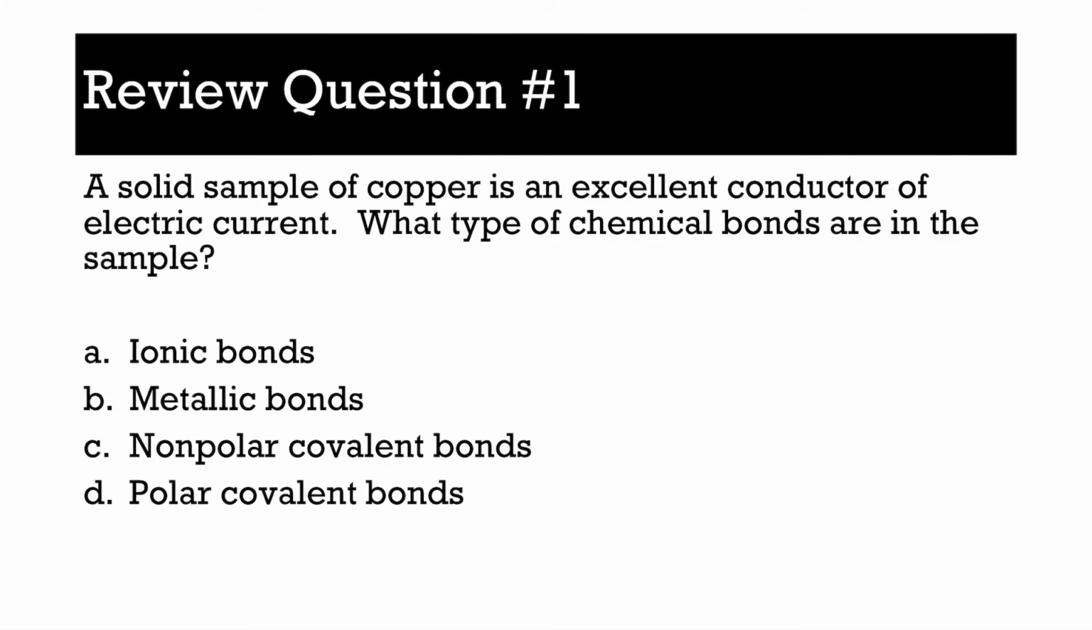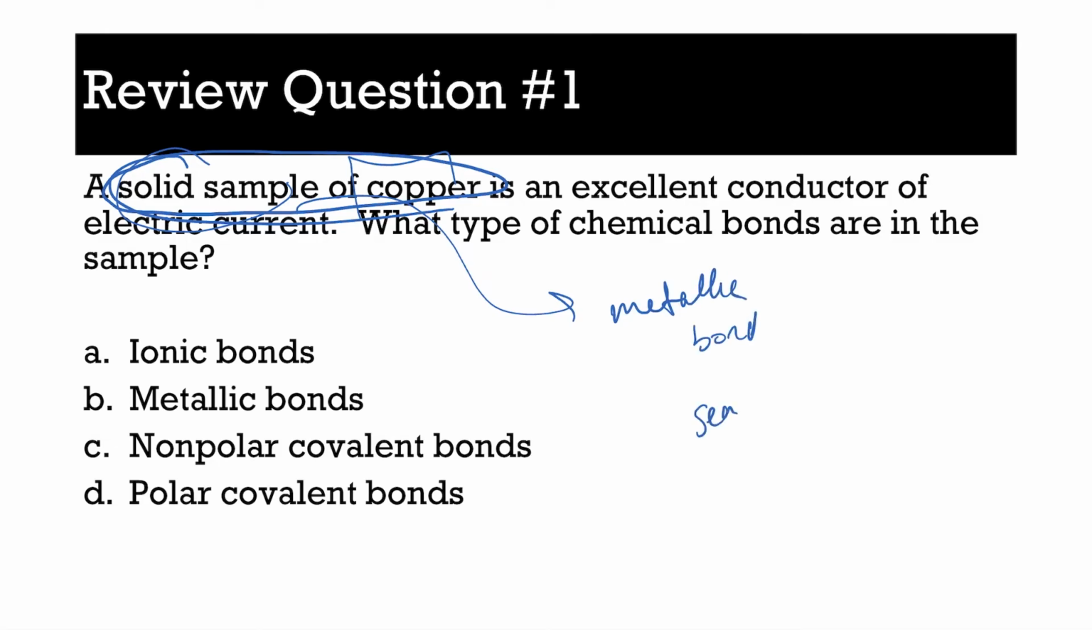Number 1 says a solid sample of copper is an excellent conductor of electric current. What type of chemical bonds are in this sample? So the key words here are a solid sample. And yes, it tells you copper. So if it's solid, that means you have to have metallic bonds. And again, that's that sea of mobile electrons. So the answer has to be metallic bonds. That is when electricity can be conducted as a solid only, because you have these free-flowing mobile electrons.